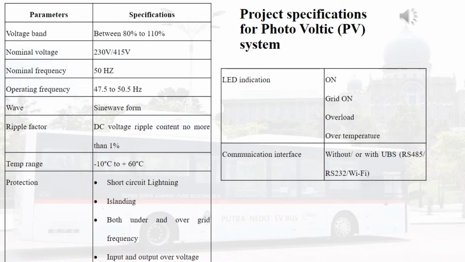A project specification is a document containing a detailed parameter and description about what they need to use to complete the project successfully. As shown is a chart of parameter and specification needed for this project to install the photovoltaic system.